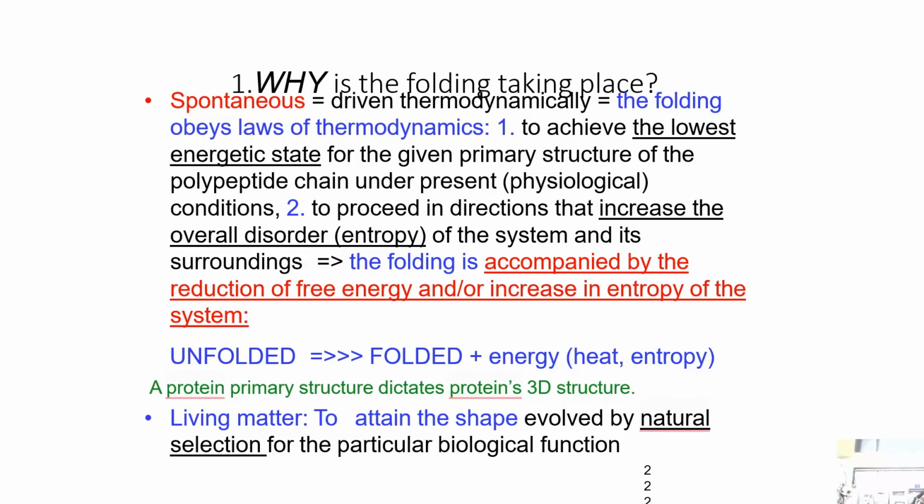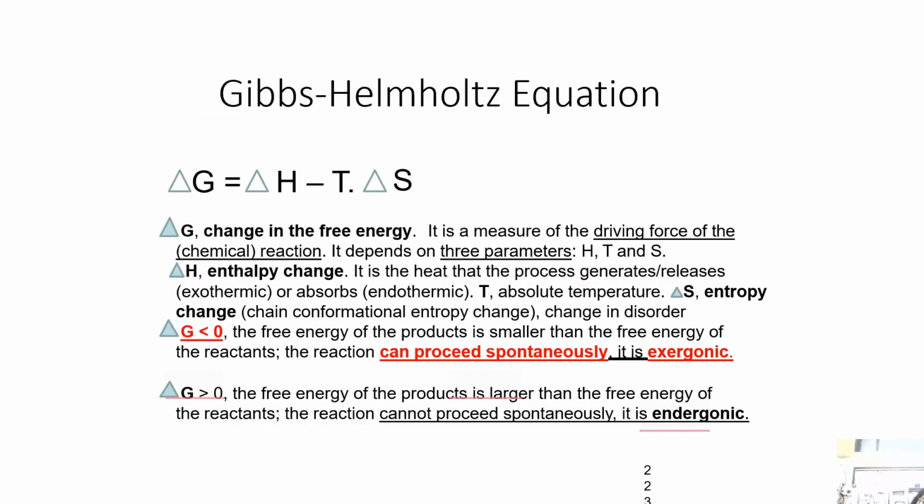Now, living matter attains the shape evolved by natural selection for the particular biological function. We have the Gibbs-Helmholtz equation: delta G is delta H minus T delta S. So delta G is the free energy change, delta H is enthalpy, S is entropy. Delta G is basically the change in the free energy. It's a measure of the driving force of the chemical reaction. It depends on three parameters: H, T and S.